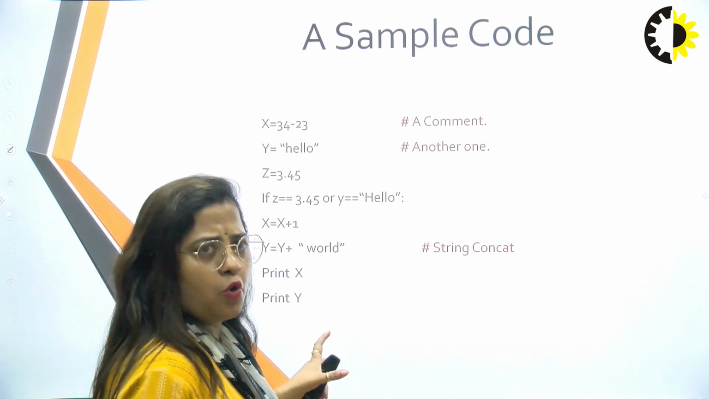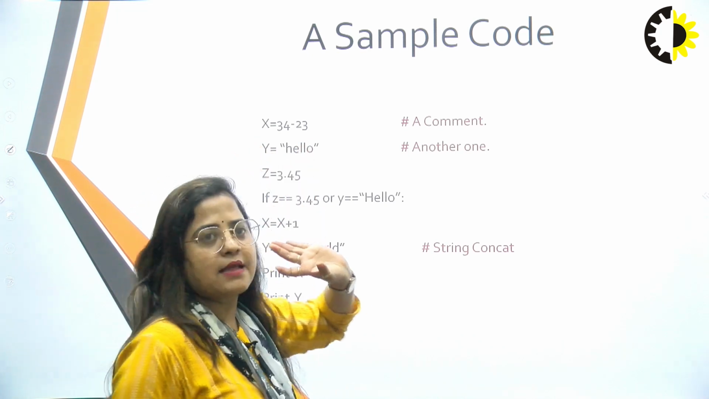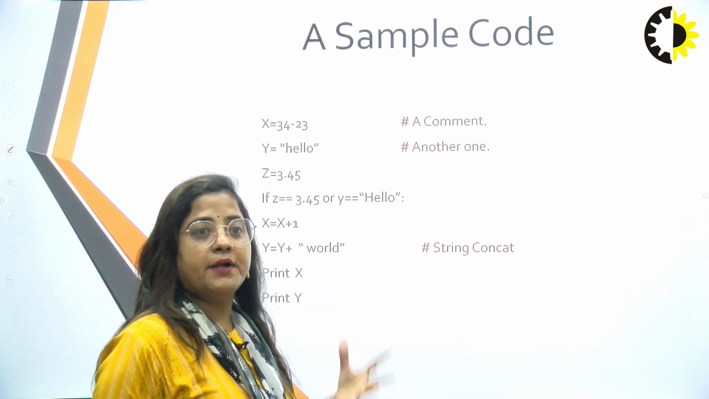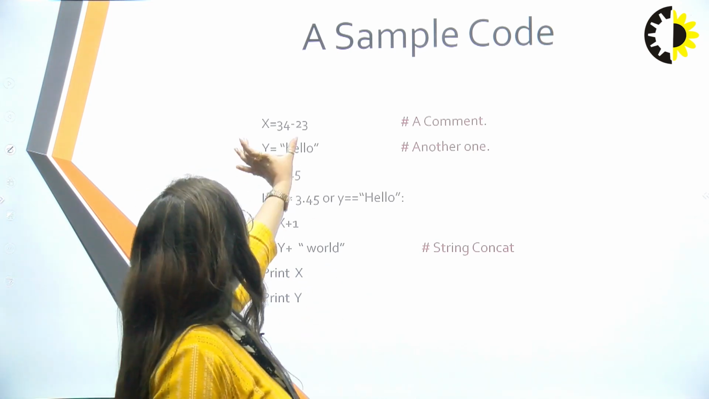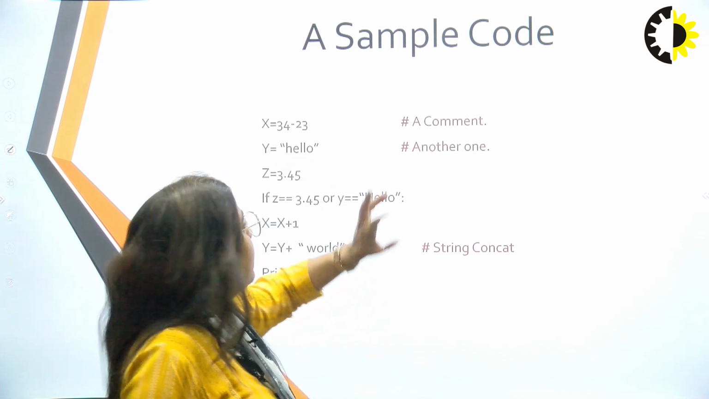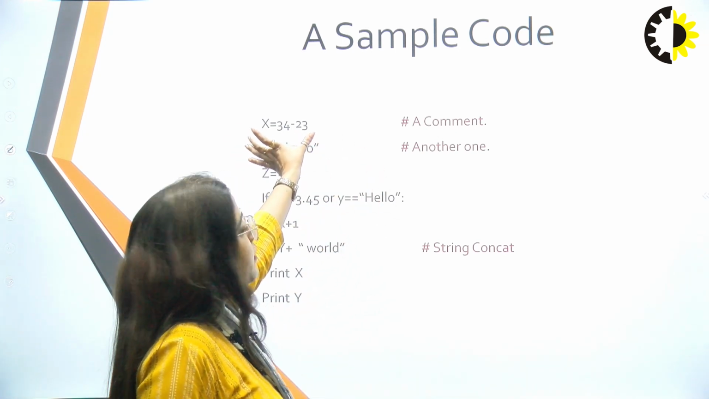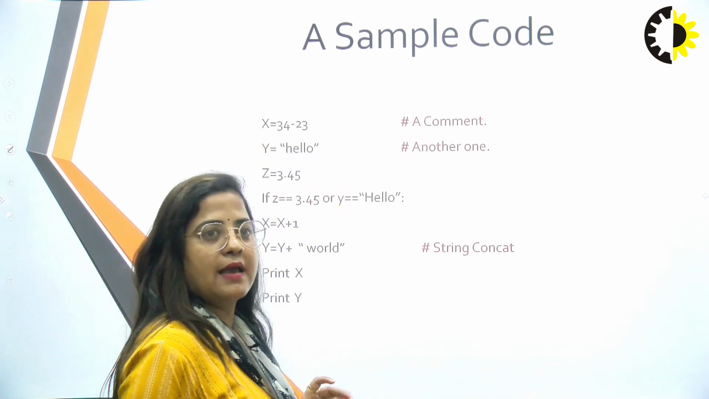This is a simple code used in the Python language. Suppose here x equals 34. There is no need to declare any variable; x is directly a variable in Python, assigned 34. But if you want to make this line a comment, then use this symbol to mark it as a comment.